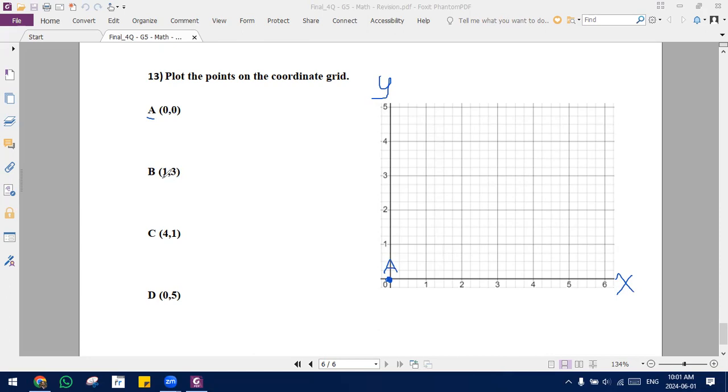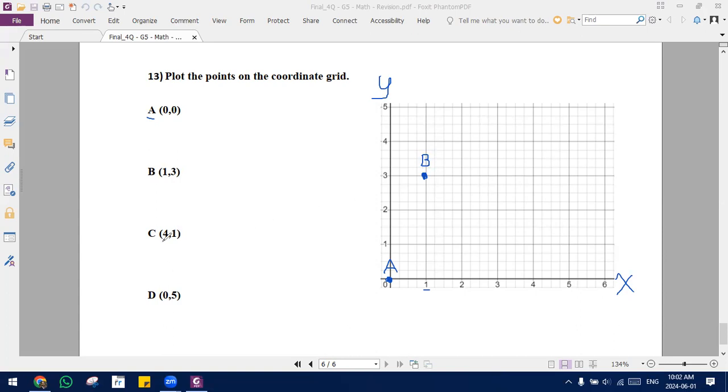Then the point B, the X value is 1. The Y value is 3. So 1, 3. You don't have to draw these lines, but I'm showing you how so it can help you. The X value is 1, the Y value is 3. What's the name of that point? B. So I should write B here.